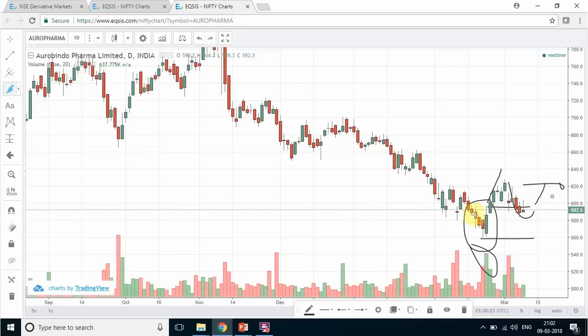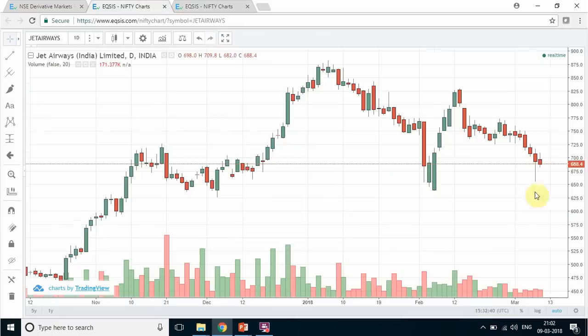So in case by tomorrow, if the price actually goes above 700, or in the next trading session the price forms a higher top, higher bottom, higher top, higher bottom, then I can start believing this trend may continue for a while. So any upside move with respect to Jet Airways has to be appreciated.